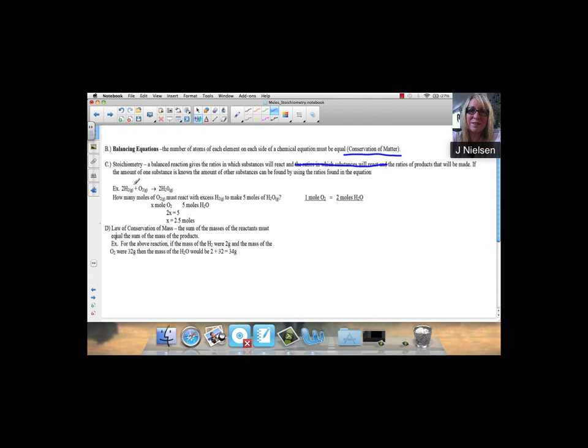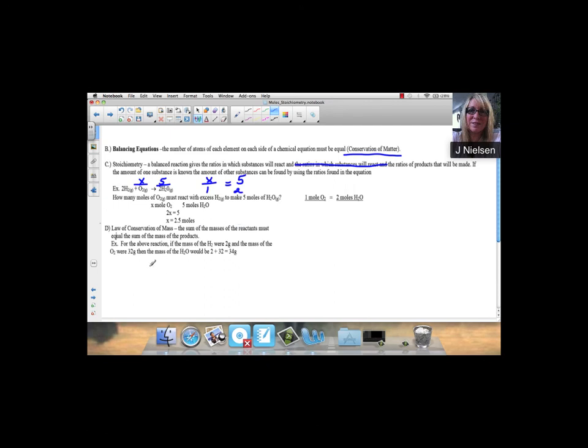How many moles of O2, so I'm going to put an X over O2, must react with excess hydrogen to make 5 moles of H2O? Now you have a proportion already set up. You have X over an unspoken 1 in front of the O2 equals 5 over 2. Cross multiply and divide. 2x equals 5, or x equals 2.5. Easy to do.